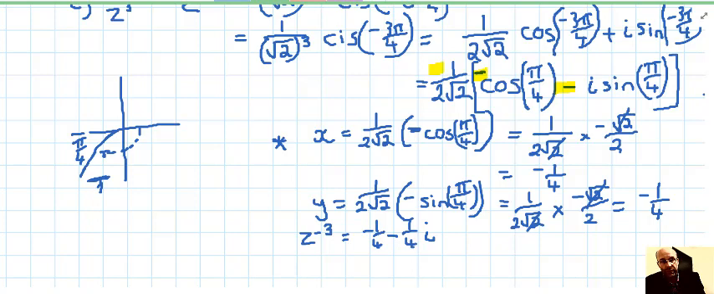So there's some work on de Moivre's theorem, an easy one then a harder one, and it has its place in facilitating the raising of complex numbers to powers.